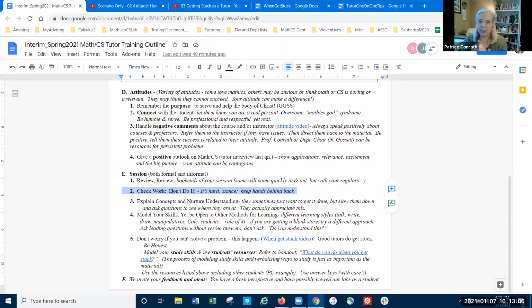So same thing with Math or CS. If you just get in there and do it all, you are not going to know where they had the problems. So as much as you can, have them in the driver's seat, sitting there leading you through the problem and through the program, and you try to pull them through that. It's almost like holding your hands behind your back and then just talking them through the whole thing. So again, I know that's super hard.